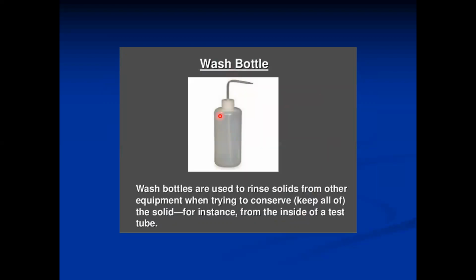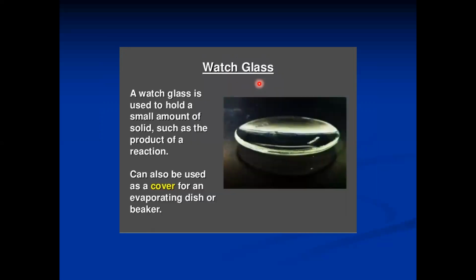Wash bottle is a very important component of the lab. It is used to wash off the test tubes. If you push it or compress the bottle, you will have a pressure flow of water from its nozzle. Watch glass we've already discussed.